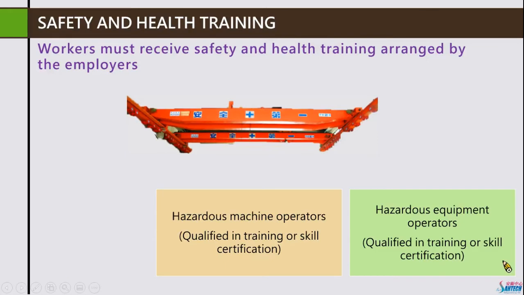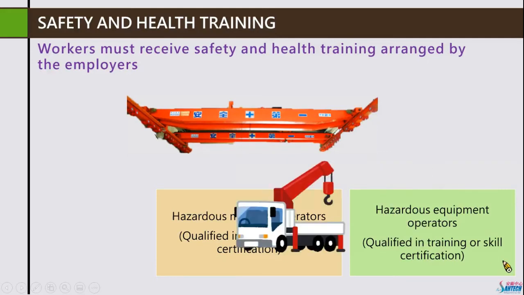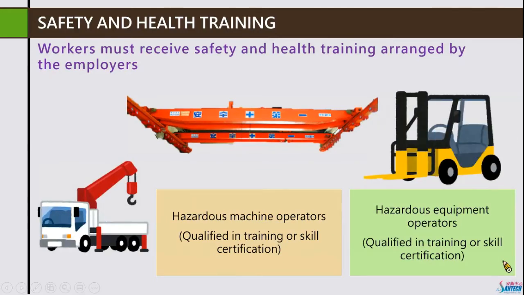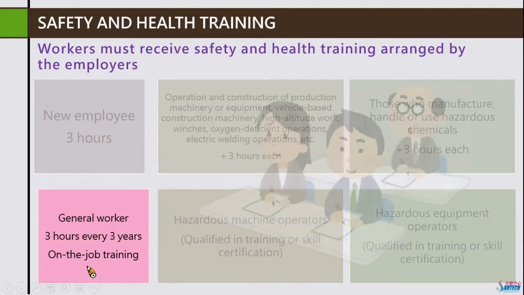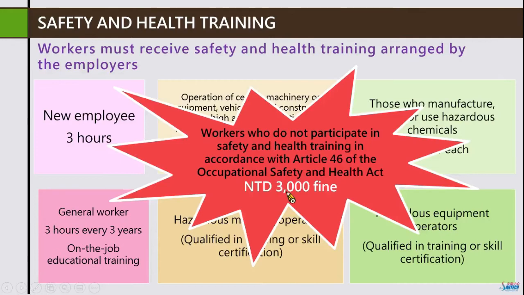Workers must receive safety and health training arranged by the employers. Hazardous machine operators must be qualified in training or skill certification. And for hazardous equipment operators, they should be qualified in training or skill certification. For general workers, they are required to undergo 3 hours every 3 years of on-the-job training. For those who do not participate in safety and health training, there will be a $3,000 fine.